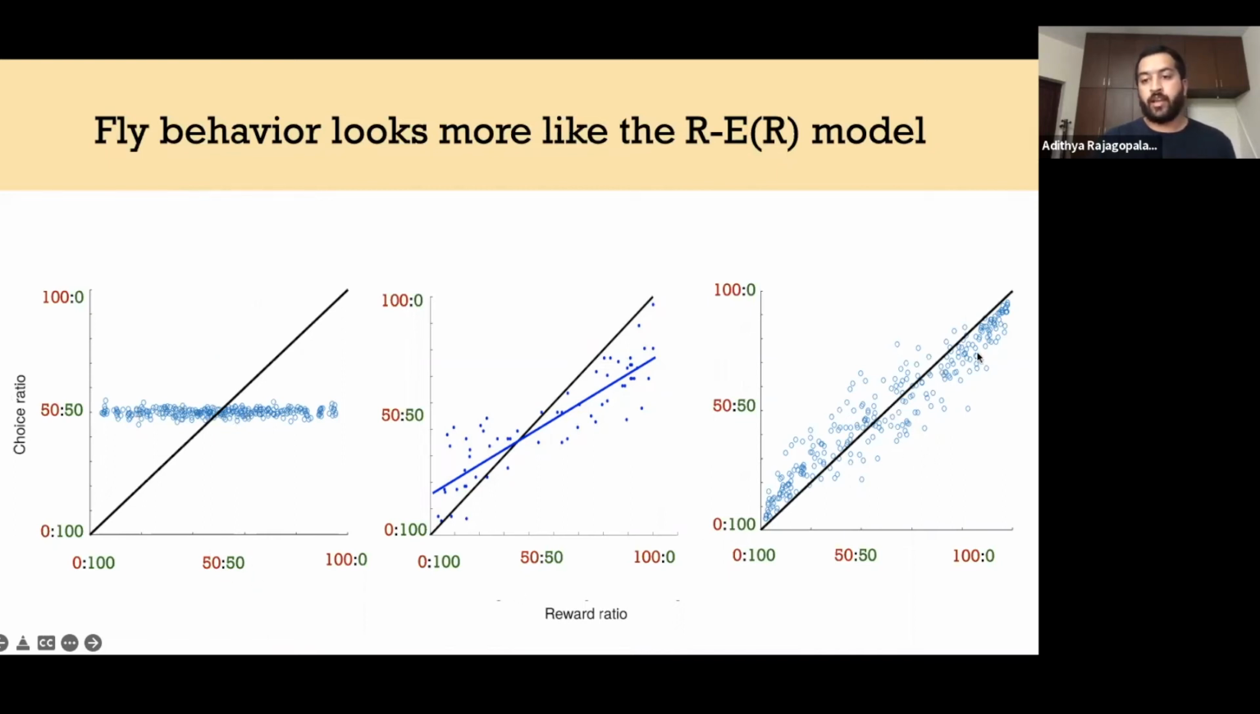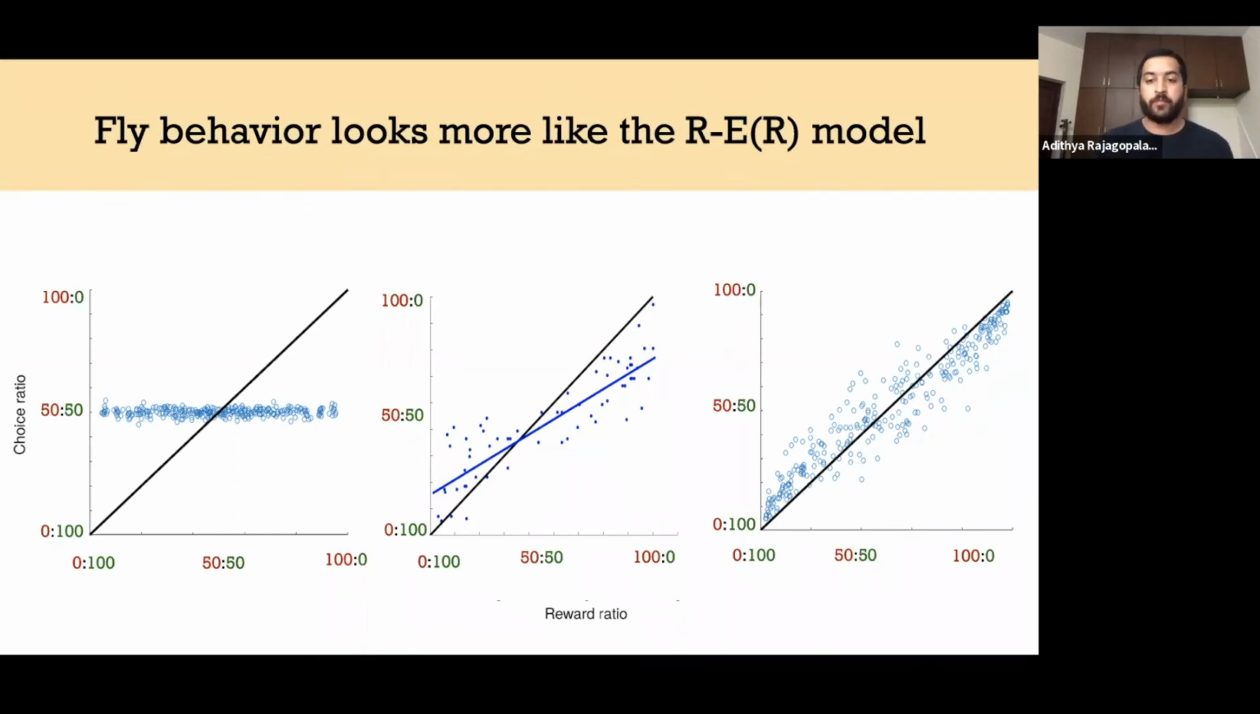Whereas when you have a covariance-based rule, they show matching. And the fly data in the middle looks a lot more like the matching behavior, a lot more like the R minus ER rule than the R rule. But this is an average over a bunch of flies and is not really strong in its predictive capabilities. And so we wanted to see if we could build a model that could test on an individual fly basis which of these two options, an R minus expected R rule or R alone rule, was better at predicting fly behavior.